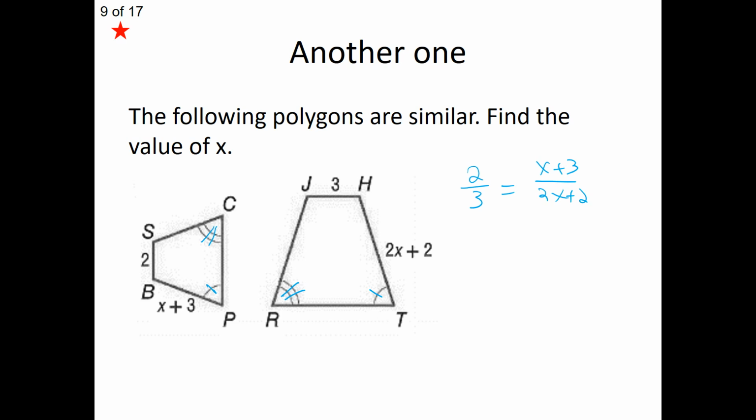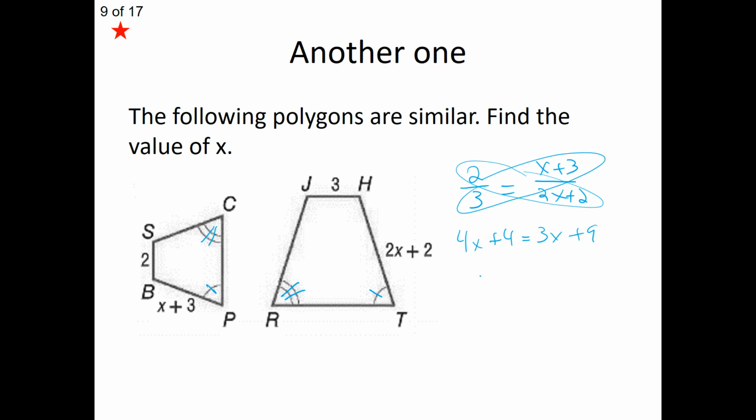And now I can cross multiply and solve for x. So I'm going to make sure I distribute. I'm going to do the product of my extremes first. 2 times 2x is 4x. 2 times 2 is 4. I also distribute with my 3 in my means, so 3 times x is 3x, 3 times 3 is 9. Go ahead and solve for x.